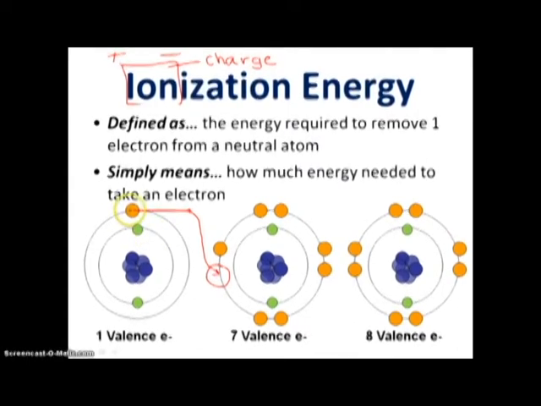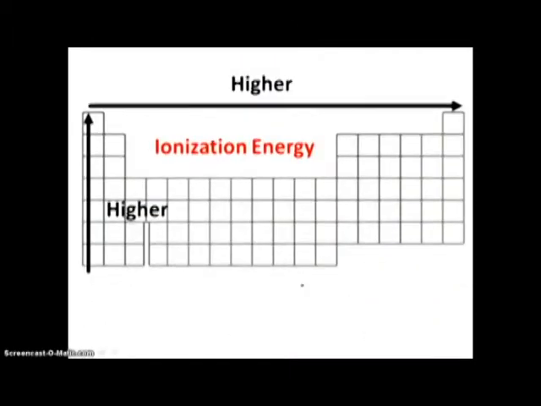Well, group 1 doesn't want it. Group 17 really wants it, and it really wants to hang on to what it has, so it also will have a high ionization energy. It's not going to be really easy to steal an electron from the groups on the right. So that means the noble gases have the highest energy needed.